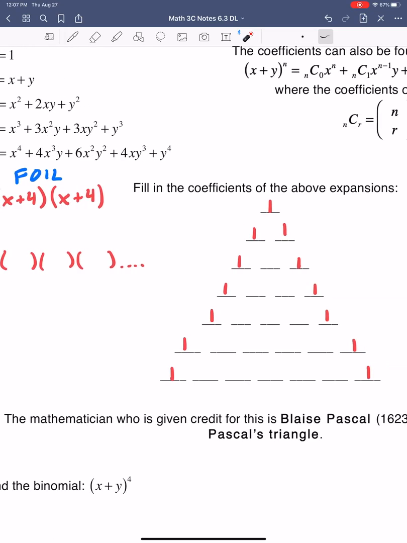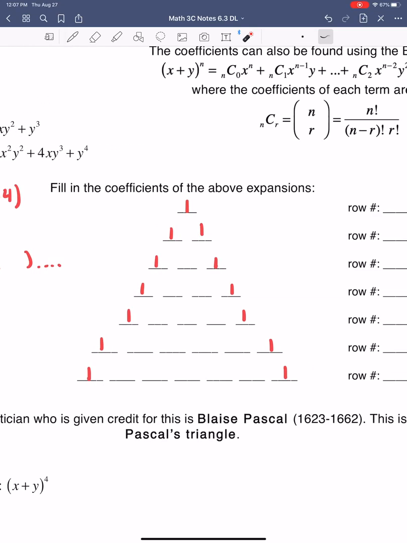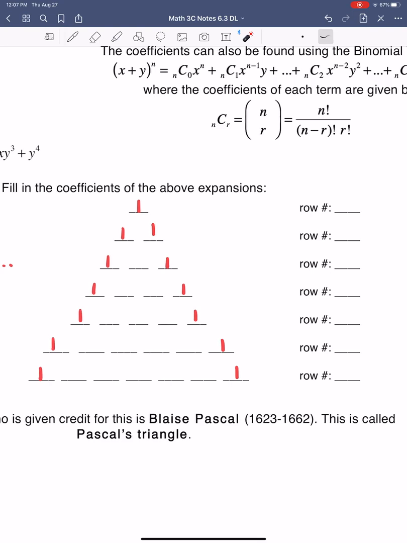And so some mathematicians came up with a different way to do this, and Pascal is the one that created Pascal's triangle. Basically, it's a pattern that allows us to expand these binomials without actually doing multiplication. So it's almost like a shortcut, even though it still seems kind of long. And so this is how it works.